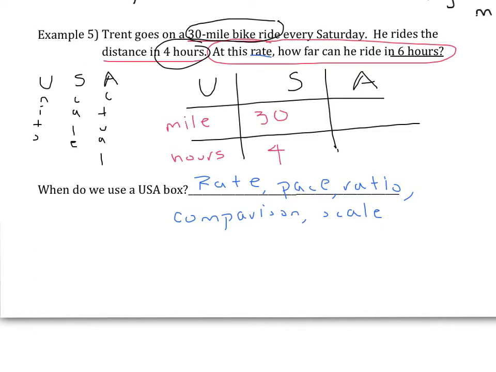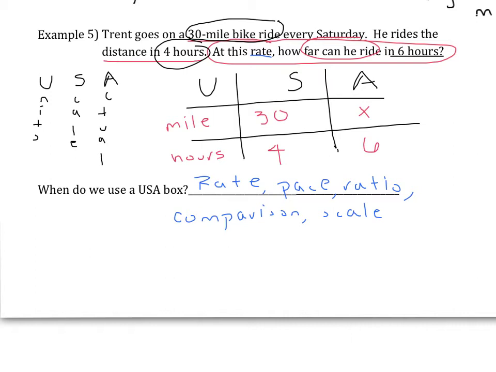At this rate, remember, rate was telling us to use the USA box. At this rate, how far can he ride in 6 hours? So 6 hours, that is a measurement of time. So I'm going to put the 6 next to the hours in the hours row. Now, we're figuring out how far he can ride. Far, that's a measurement of miles. That means I'm going to solve for miles, and I'm going to put my variable there.